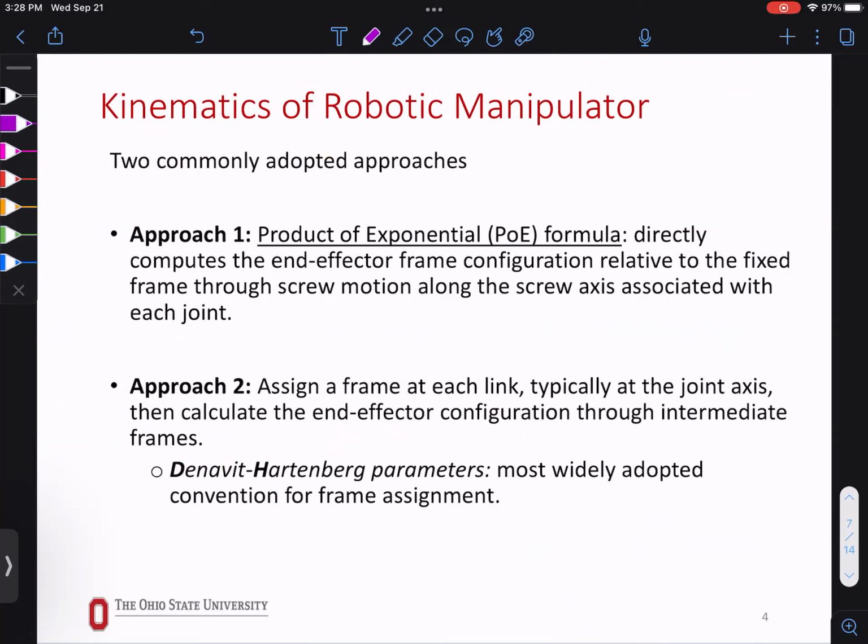The other one is we are going to assign different sequence frames, pitch, joint, define some links, some distances, and create a table, which is called, after their inventors, Denavit and Hartenberg's DH table convention. So you do frame assignment and then you create a table, you multiply things in the table and that's all.